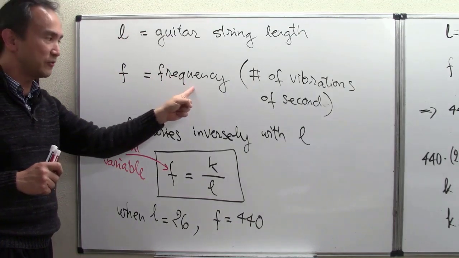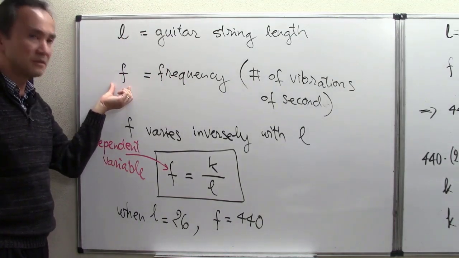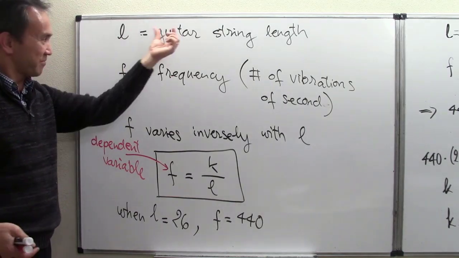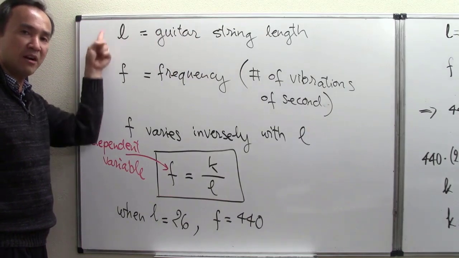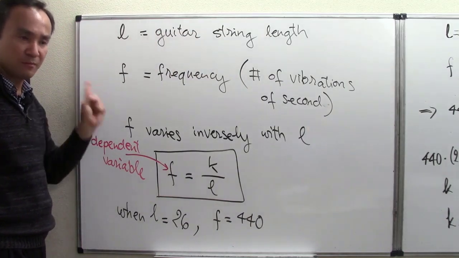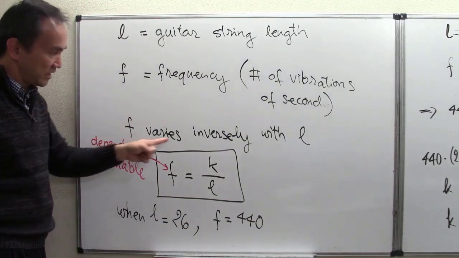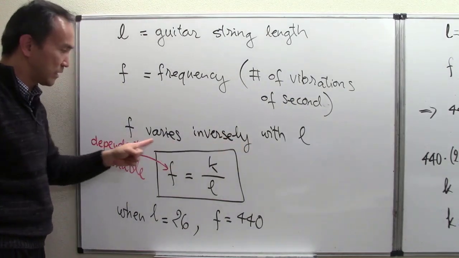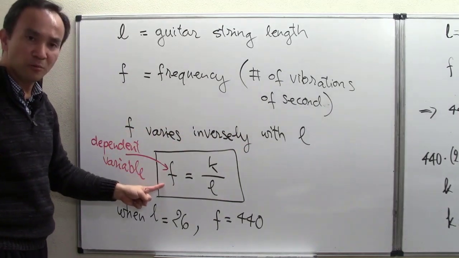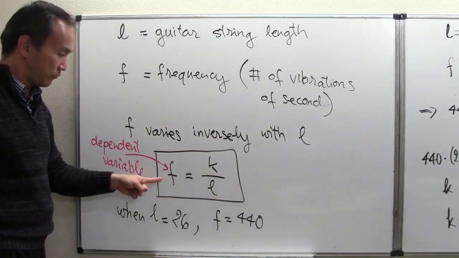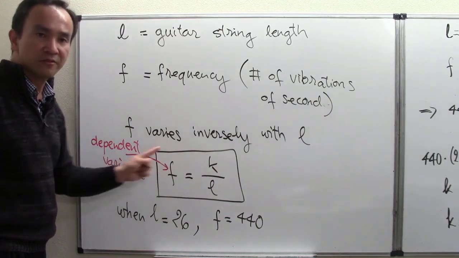I identified the frequency of a guitar string as the variable F. Naming is our choice. The guitar string length, I named with the variable L. That's how I identified and named the variables. Right after that, I recognized the statement throughout the wording of our problem, and from that statement, we formally put that into the equation that relates F with L by that inverse variation relationship.